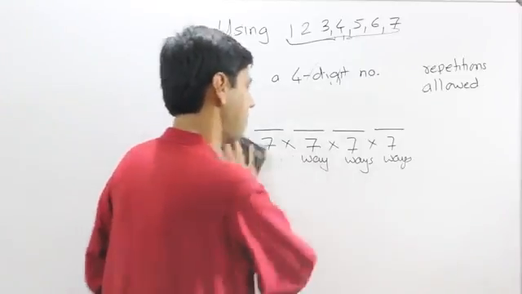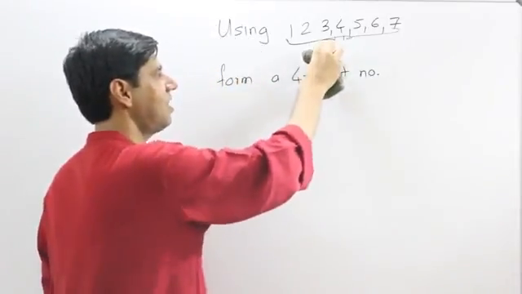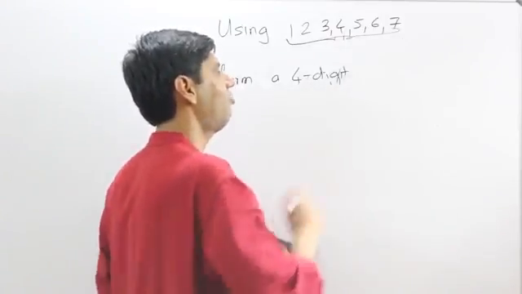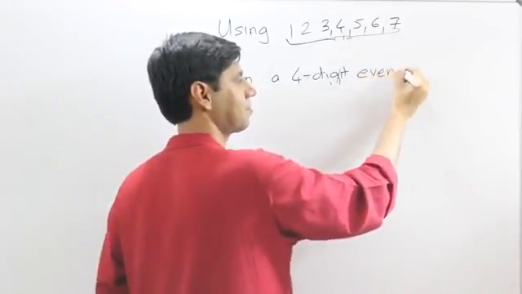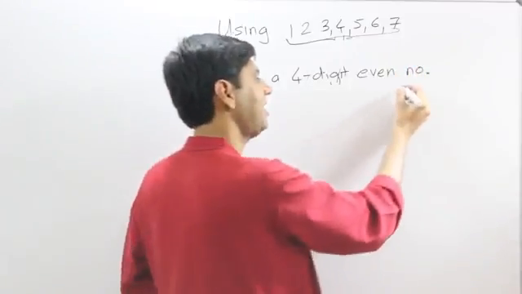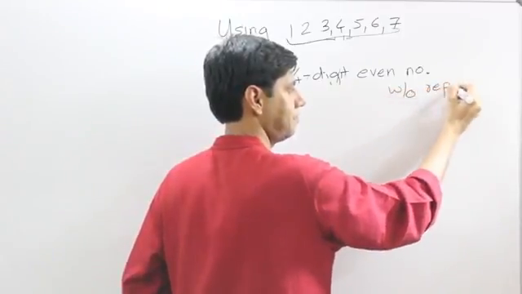Right? Okay. So what changes are allowed? So here there was no condition given. How about I add a condition, a 4-digit even number? And the first case is without repetition. So I'll just put in here, without repetition.